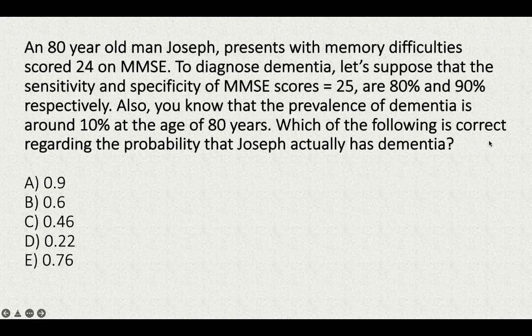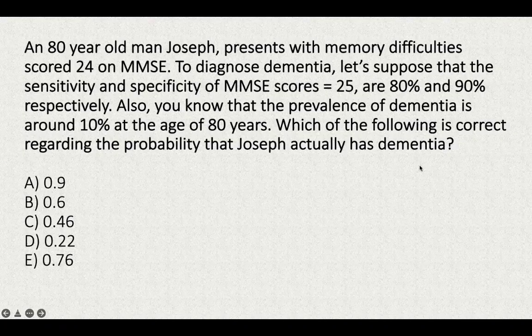Okay, so we have a question on board. An 80-year-old man, Joseph, presents with memory difficulties, scored 24 on MMSE. To diagnose dementia, let's suppose that the sensitivity and specificity of MMSE scores, which is 25, are 80% and 90% respectively. Also, you know that the prevalence of dementia is around 10% at the age of 80 years. Which of the following is correct regarding the probability that Joseph actually has dementia?